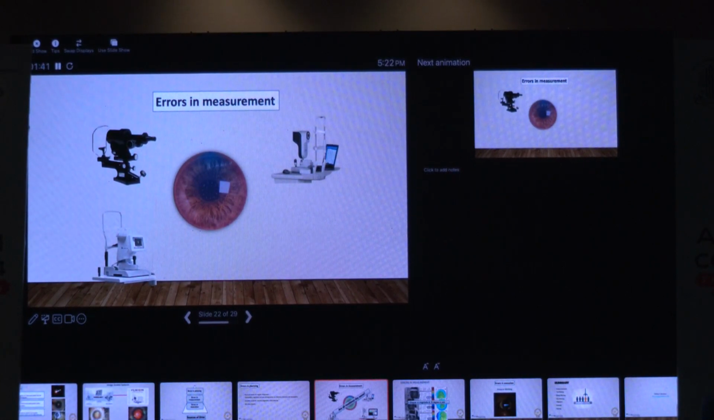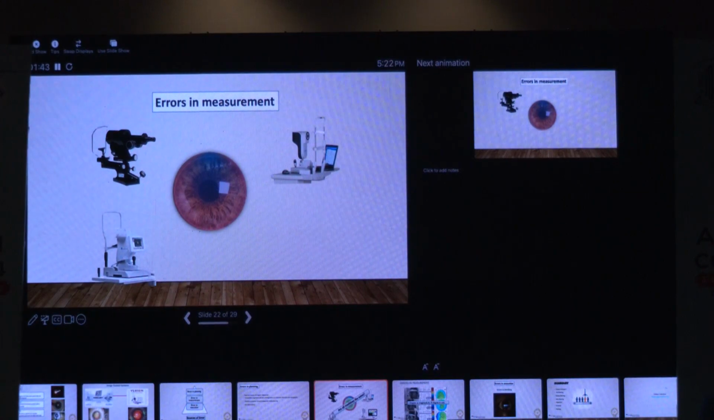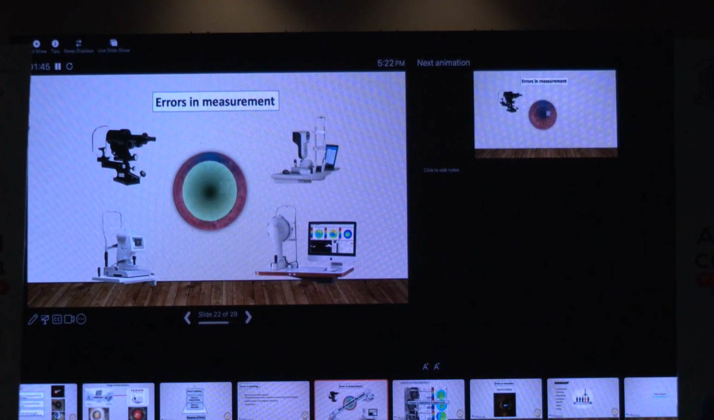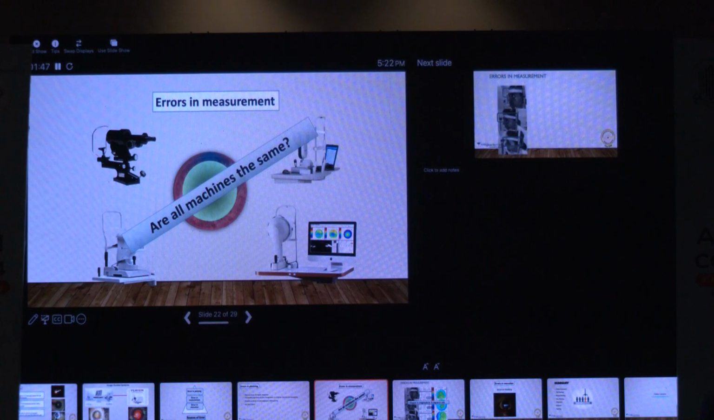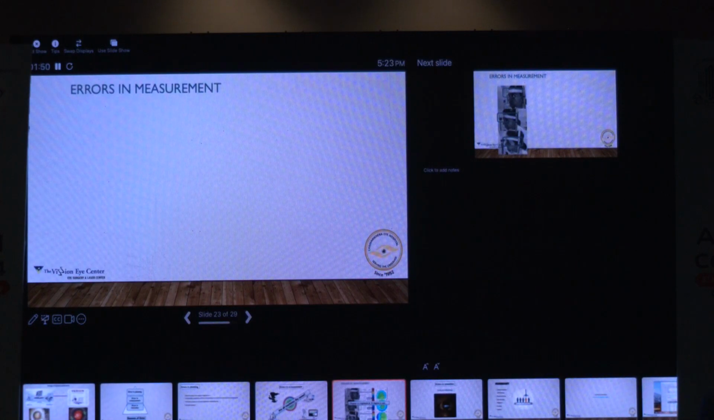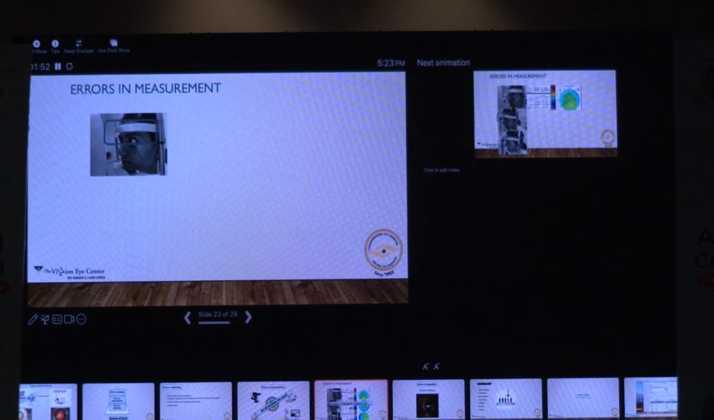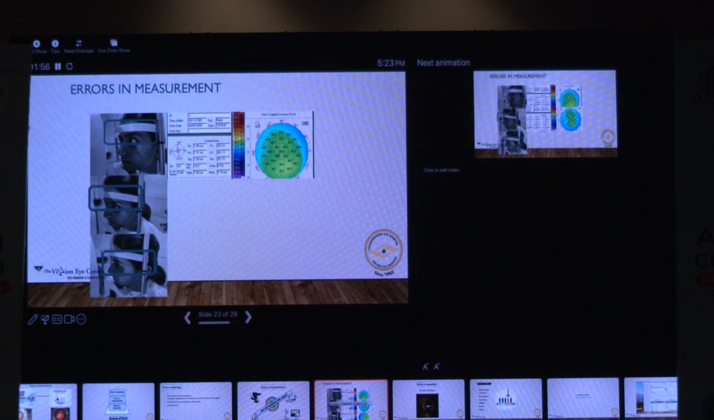Then we moved on to the Lens Star, which takes about 16 points of measurements in the center. And now we have moved to the swept source. So are all these machines the same? Well, there are errors in measurements in all the machines. What is most important is, you see this, how this makes a huge difference.